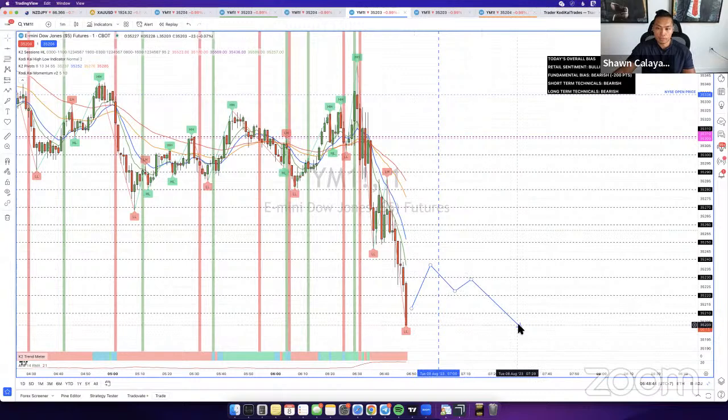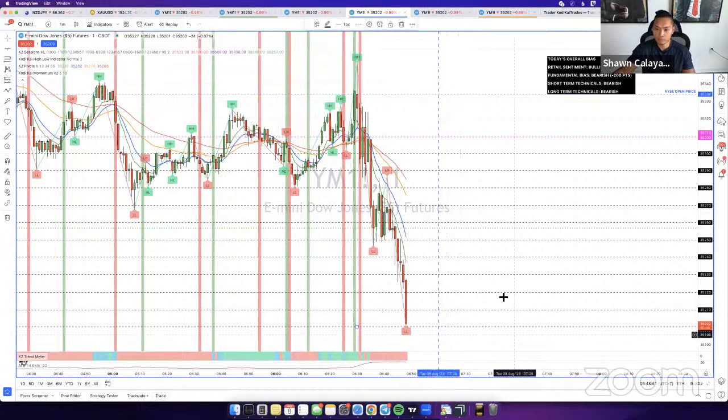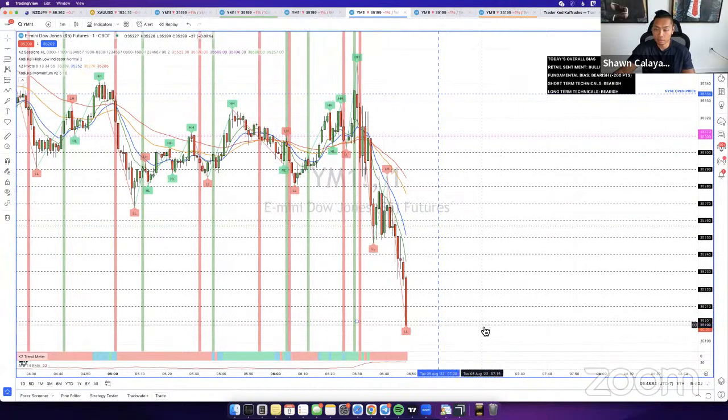ATR right now is pretty high. It's currently at 21 points, so it's pretty decent right now. It's solid. I really just have to wait for confirmation here.